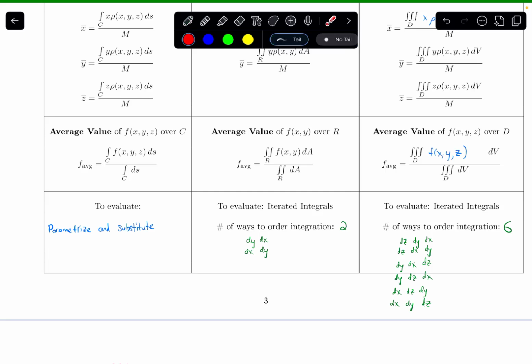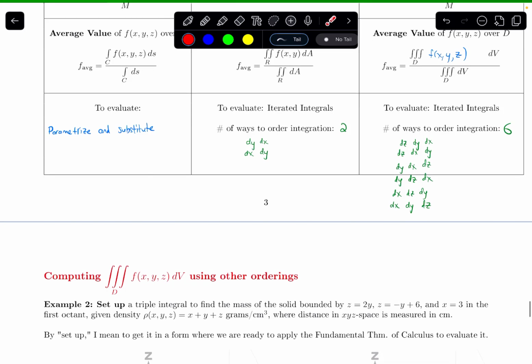So in the next video, we will take a look at an example where we use one of these applications. And in our remaining videos in the section, we'll practice recognizing how we know which order of integration is going to be best.